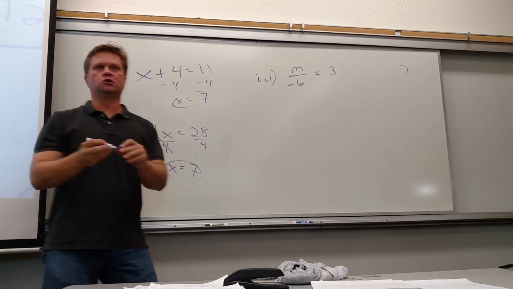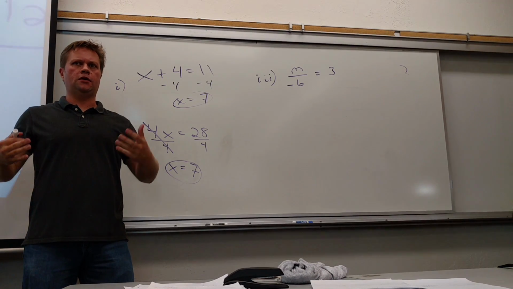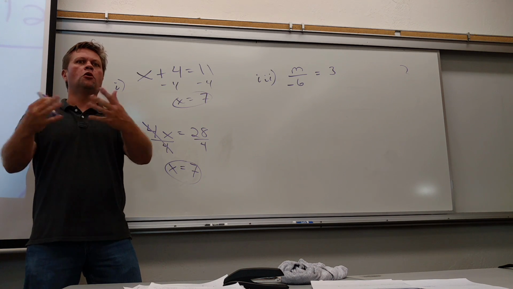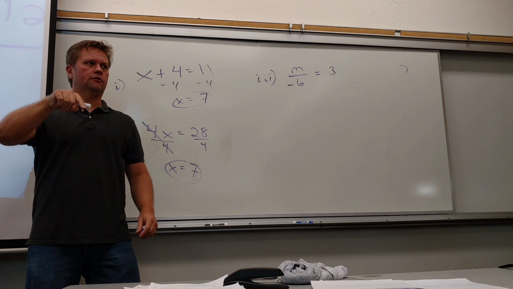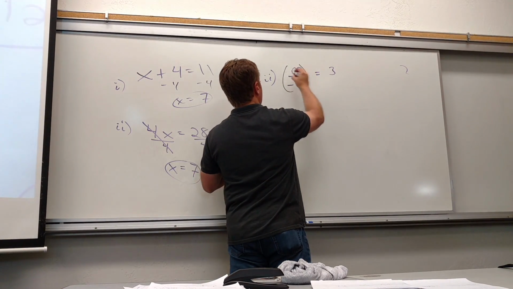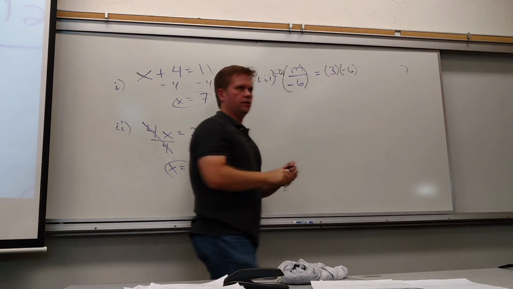Why is my variable not by itself? Because it's being divided by something. So what do I do? Multiply by that thing. Not 6. I'm going to multiply by negative 6. Let me let that sink in.